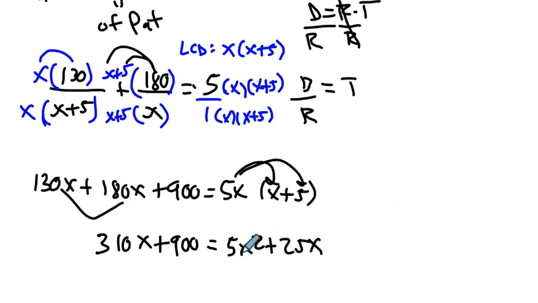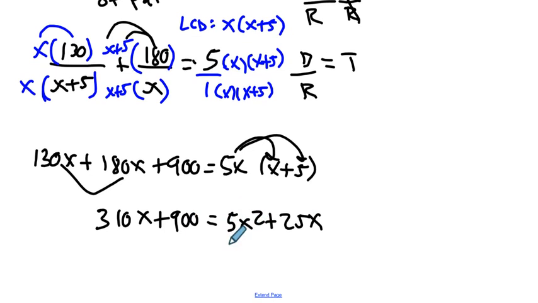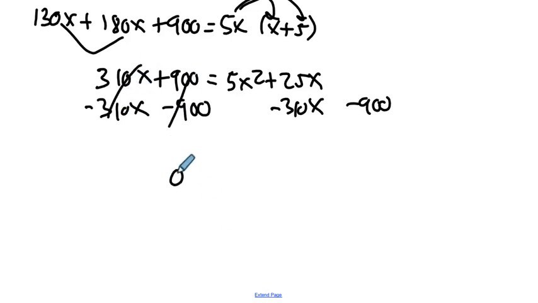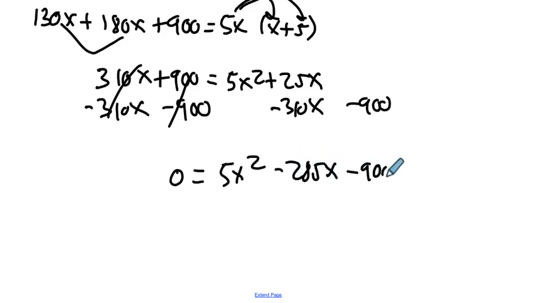And so since I have a quadratic with a power of 2, I want to move everything over to one side so then I could just pretty much factor it and go from there. So I'm going to subtract 310x, and then I'm also going to subtract 900. Okay, so those all cancel. I get 0 equals 5x squared minus 285x minus 900.